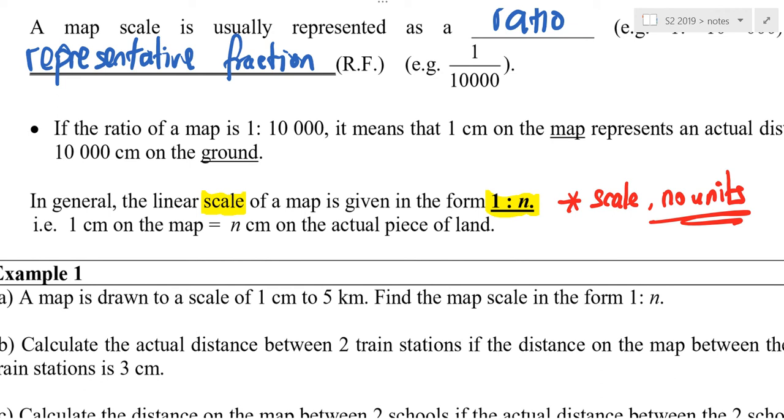Will n always be in cm? No. But n will always be a number that is the same unit as the 1. So for example, if 1 is in meter, n will be in meter. If 1 is in kilometer, n will be in kilometer. Unfortunately, there's no such thing as 1 kilometer on a map. Are you able to hold 1 kilometer in your hand? No. I don't have a map so big, right? So usually this is in cm, this is in cm.